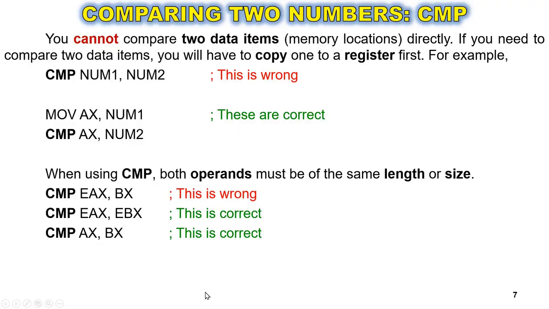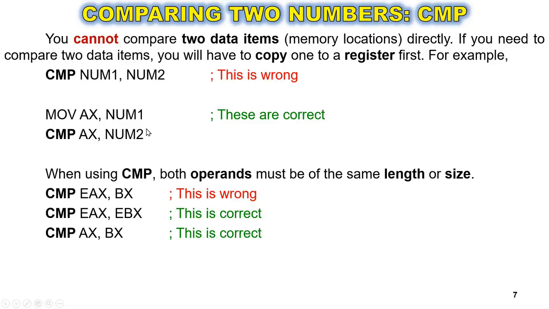You cannot compare two data items or memory variables directly. If you need to compare two memory variables, you will have to copy one to a register first. For example, if we declared two memory variables of the same size, num1 and num2, and then wrote it this way using compare, CMP, it will not be valid.